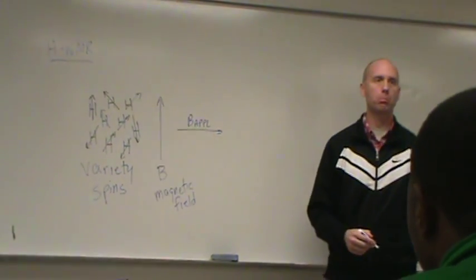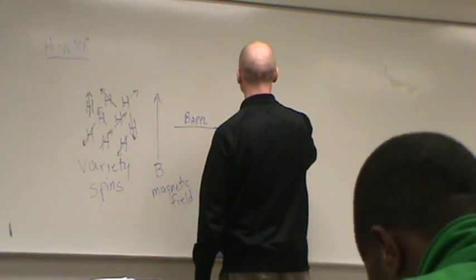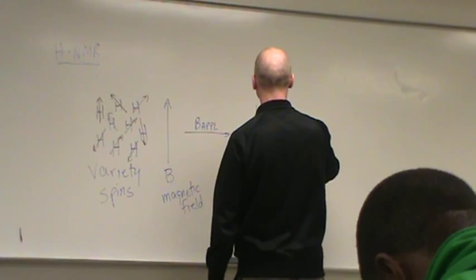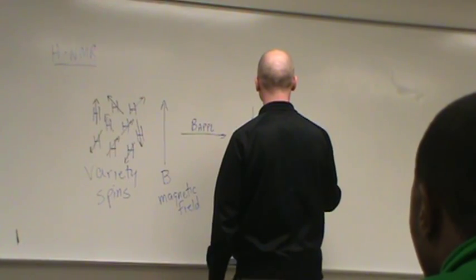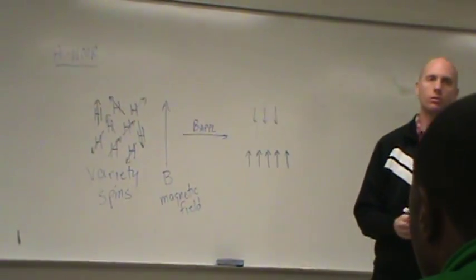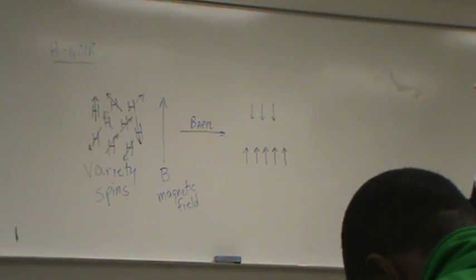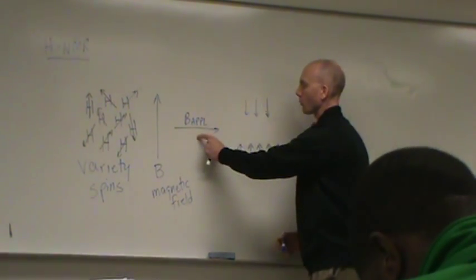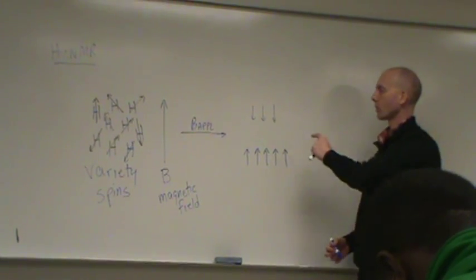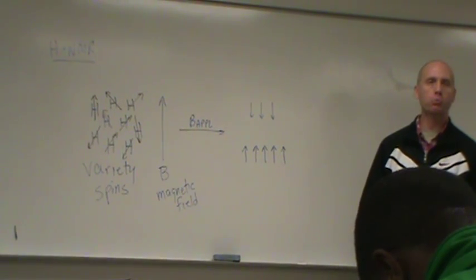Okay, so we'll call that B applied. So the result of B applied is this kind of thing here. So we'll get a collection that are pointing down, and we'll get a collection that are pointing up. So you see what the magnetic field does. What does it do? It creates one of two spin states. In fact, it creates both spin states.